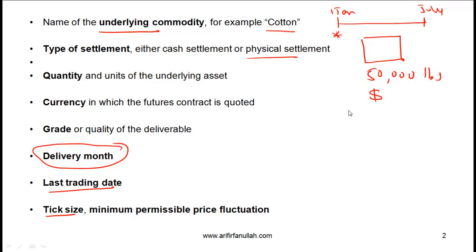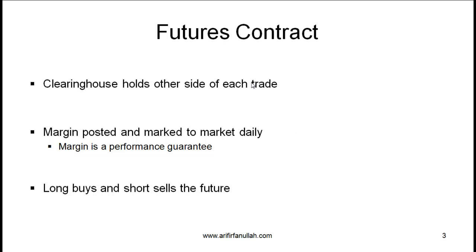So for example, if the price is quoted in dollars, let's say it's quoted as 1.000, we might say that the minimum price change is 1/100th of a cent. So if the price goes up, the smallest amount by which the price can go up is 1/100th of a cent, which is shown here. So a little more on futures contracts.